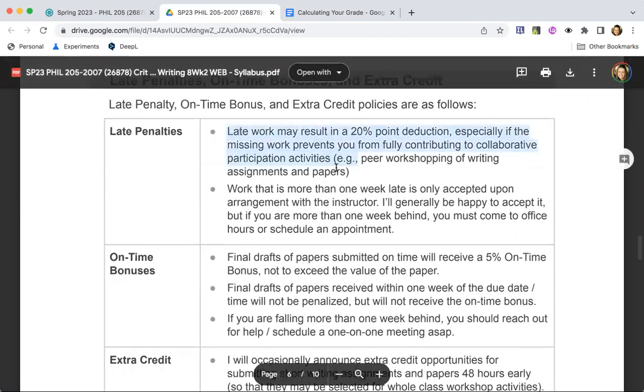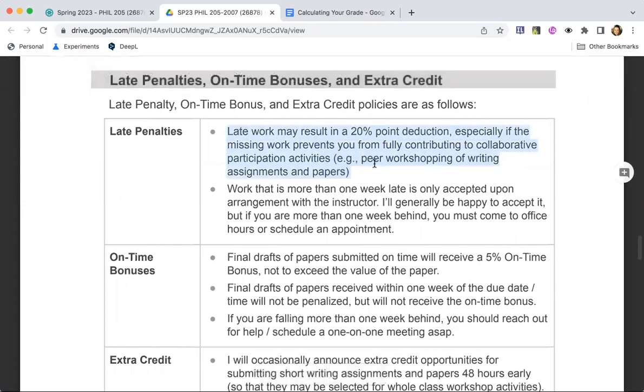You may end up with a point deduction up to 20% on work that prevents you from participating in collaborative activities. So that's usually a short writing assignment or a paper. If you don't have it on time, you're not going to be able to participate in a workshop activity. And participating in those workshop activities is important. So that's the only reason you're going to miss points, is if you aren't able to share your work with others, because other people need to see lots of examples, and you're not giving and getting feedback, which is a crucial part of a writing course.